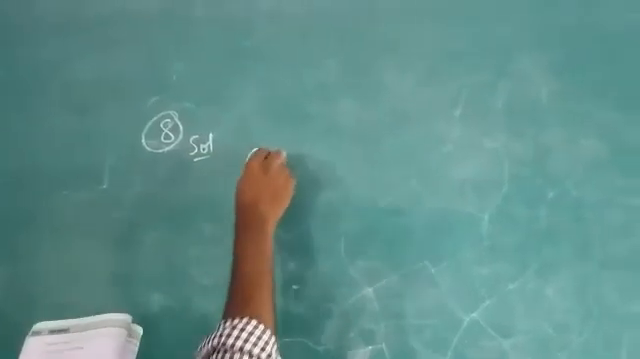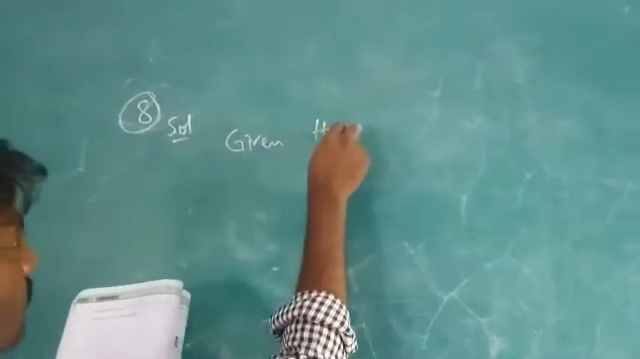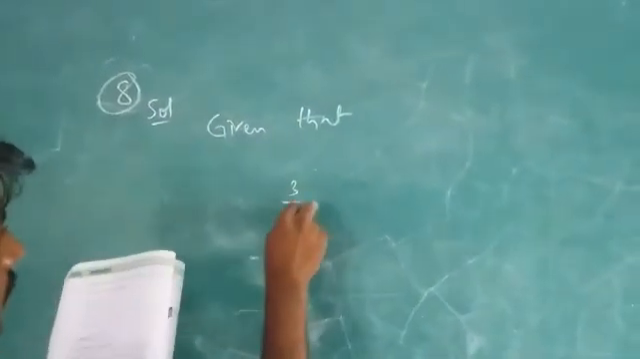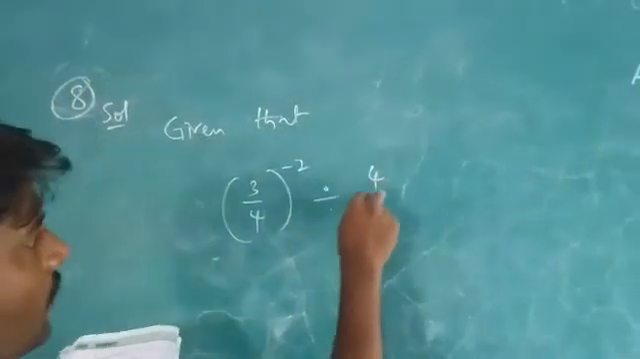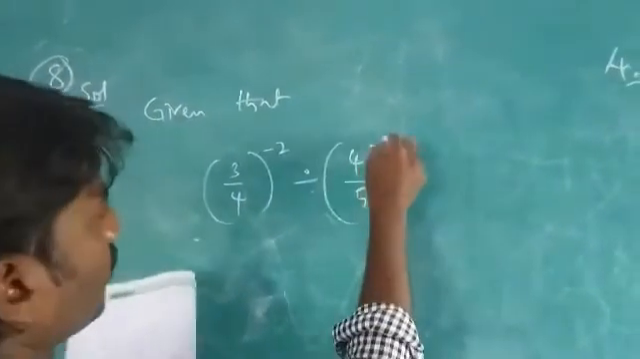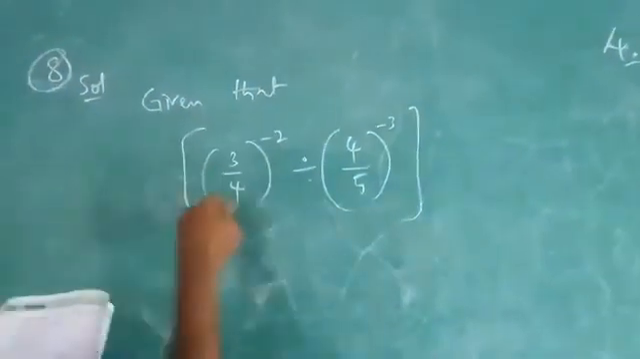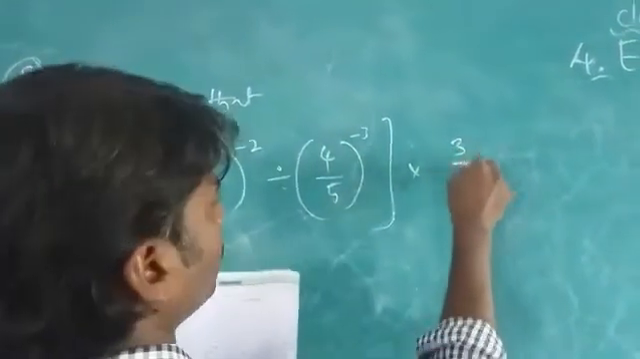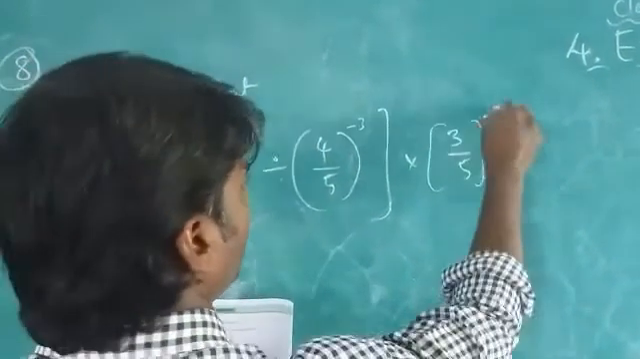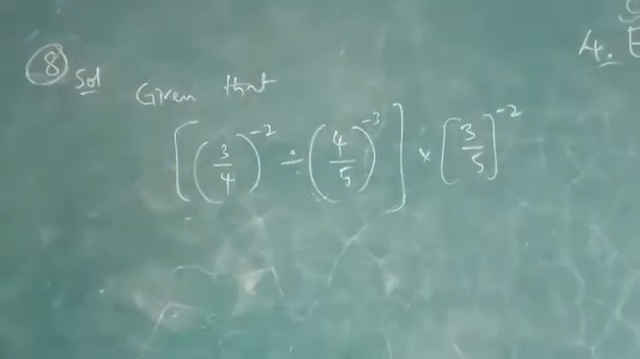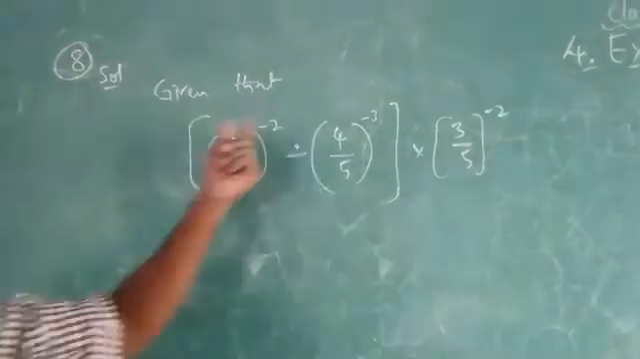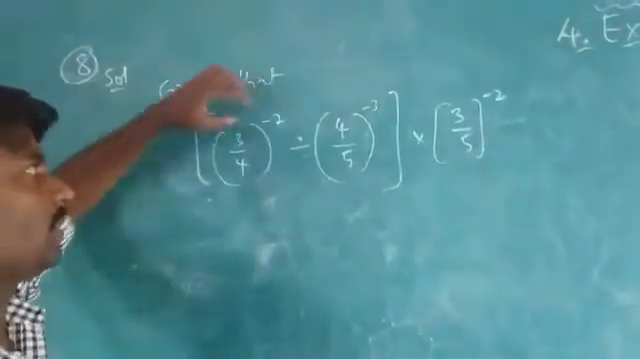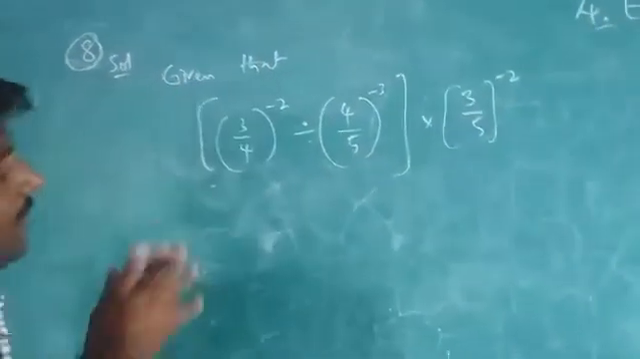Children, he has given 3 on 4 whole to the power of minus 2 divided by 4 on 5 whole to the power of minus 3 into 3 on 5 whole to the power of minus 2. Children, a shortcut I am explaining here, a simple method. Whenever we have a negative power, we already have used the formula x to the power of minus m. So this example I am explaining here.